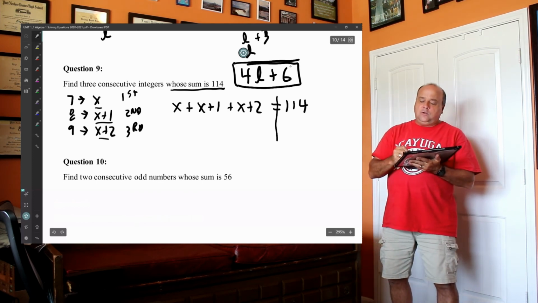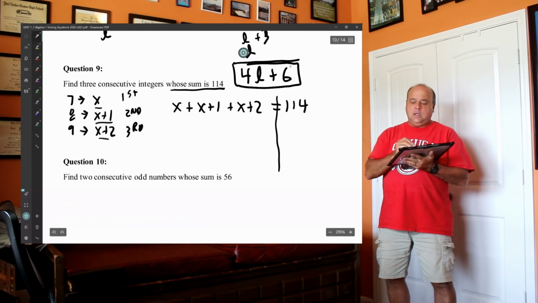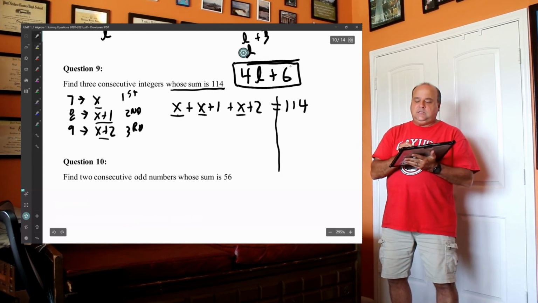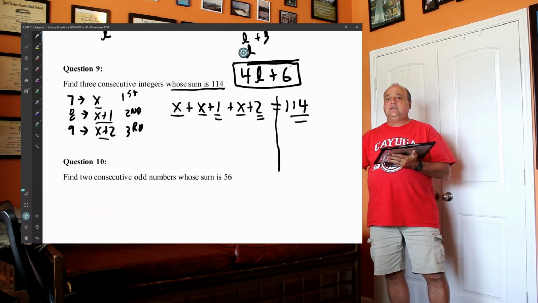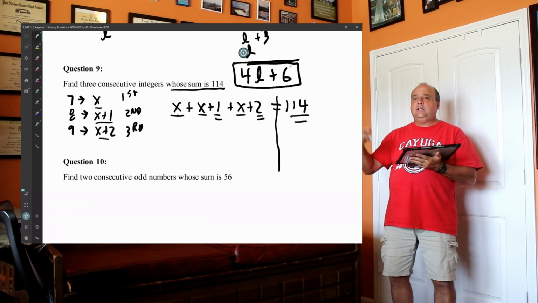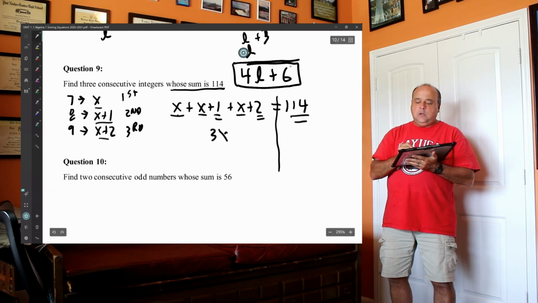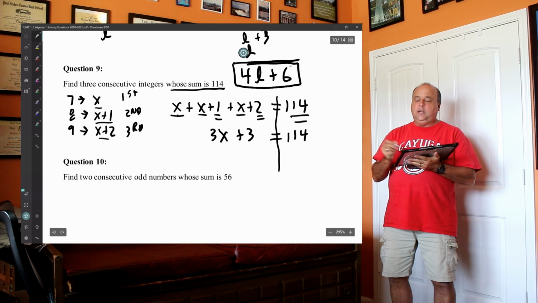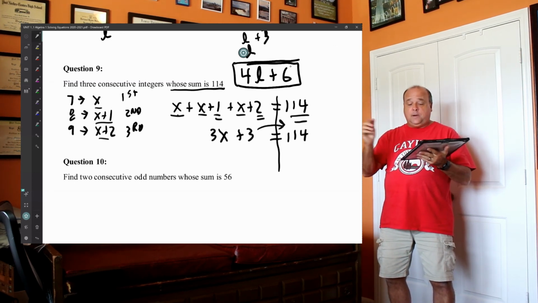Now then, draw a bar through the equal sign, and we're just going to solve this. We're going to single underline the x's and double underline the constants. Notice that we have three x's, don't we? 1x plus 1x plus 1x would be 3x. 1 plus 2 is 3, and it's equal to 114. I'm going to move the 3 over. This is not easy to do, so don't panic.